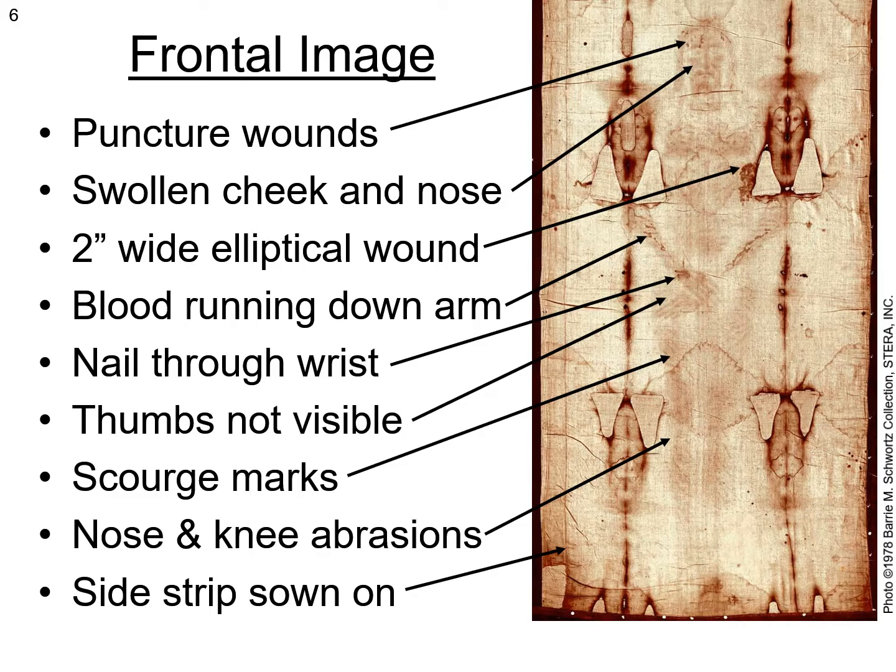Also shown is a 3.2-inch wide side strip running the length of the shroud. It is sewn onto the main shroud with a professional stitch that is unique, but most similar to a stitch found only at Masada, which was destroyed in 73 to 74 AD. This indicates the shroud is probably from the 1st century.